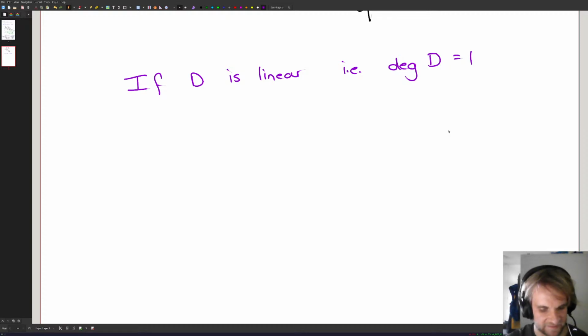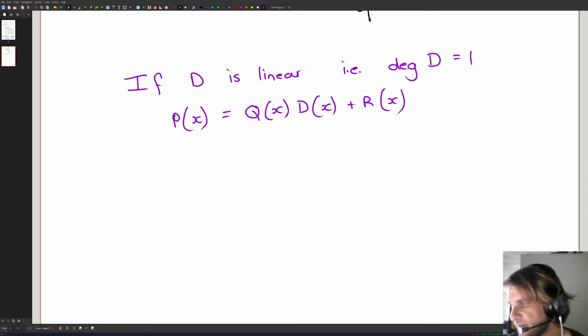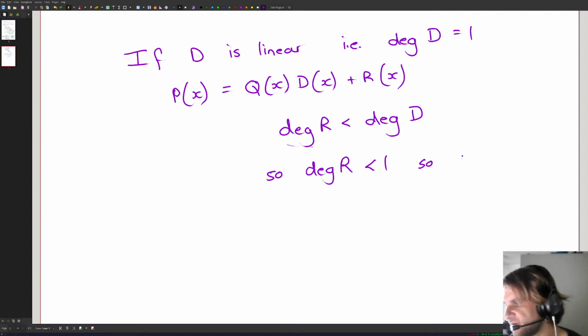then what the theorem says is that we can write p of x is equal to q of x times d of x, so the quotient times the thing we're dividing by, plus some remainder, and the degree of the remainder is smaller than the degree of d. And so this means that this remainder either has to be 0 or it has to have degree 0. In other words, it's constant. And in both cases, that means that this is constant. So the degree of the remainder in this case is less than 1, so r is constant. It always has the same value.